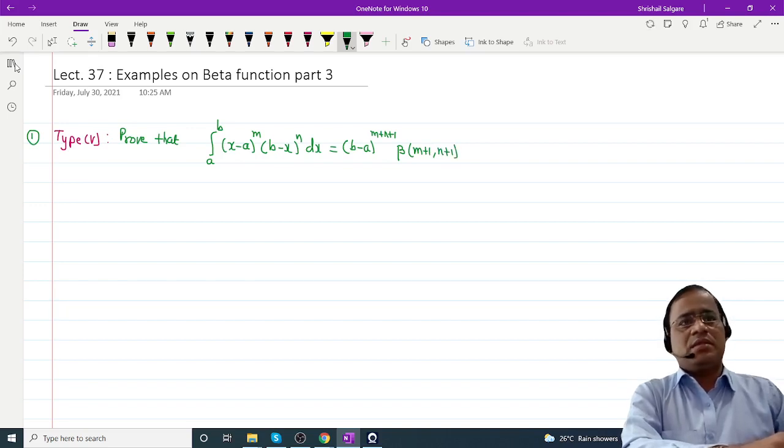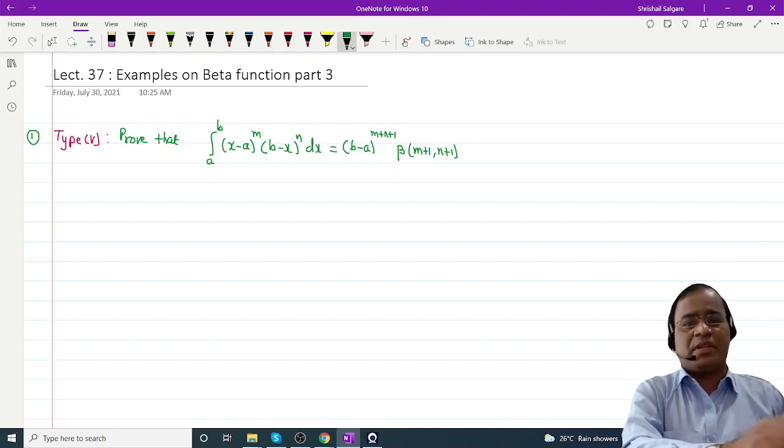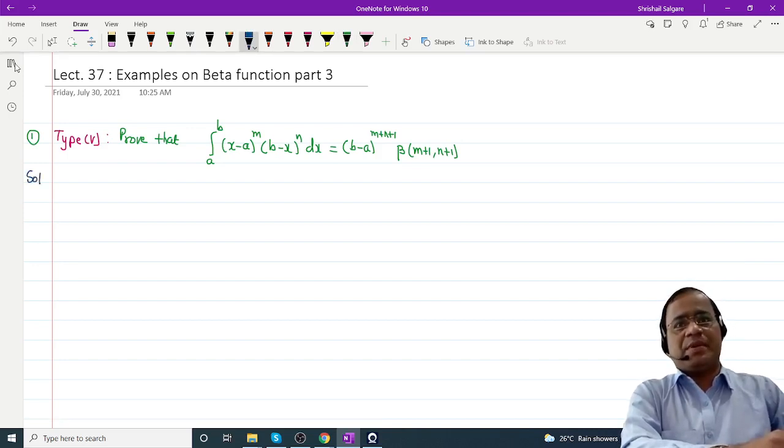Okay, so let us continue. Now these are the standard types. First I am taking one standard example. You have to remember the substitution. If you recall the substitution, then you are through, and you can complete the example easily. So first, let the given integral I be equal to the integral from a to b of x minus a raised to m into b minus x raised to n dx.